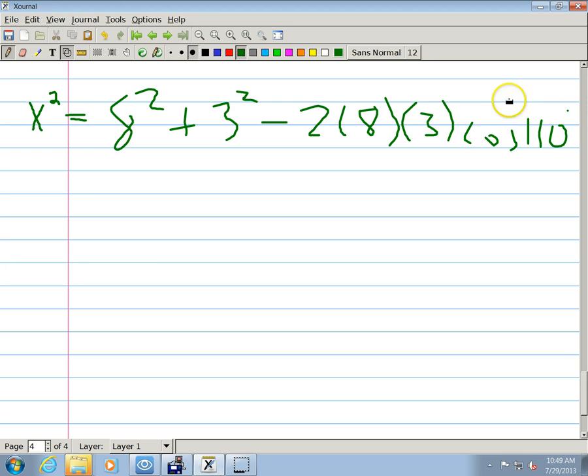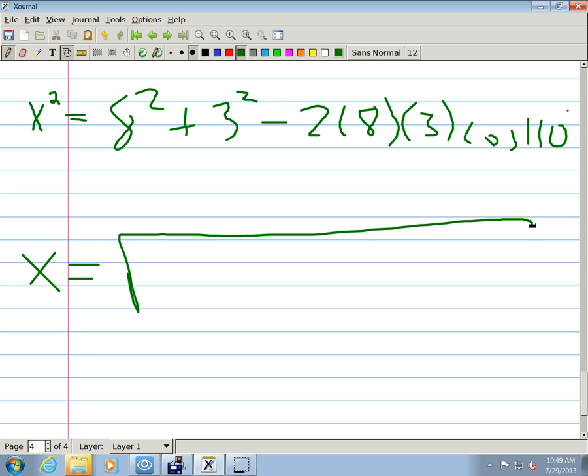Now this one we can't do exactly. Last time we had a reference angle, 45 degrees or 135 degrees, and we could write this exactly. I can't write this exactly. So the best I'm going to get is that x is the square root of 64 plus 9. What's 64 plus 9? 73. Okay, so 73 minus 2 times 8 times 3. What's 2 times 8 times 3? 48. The cosine of 110, but again, cosine of 110 is negative, so we're really not subtracting here. So x is the square root of that, and let's see what that is.